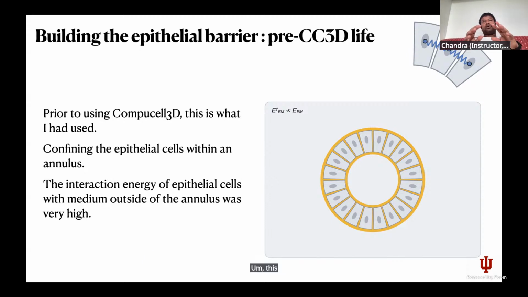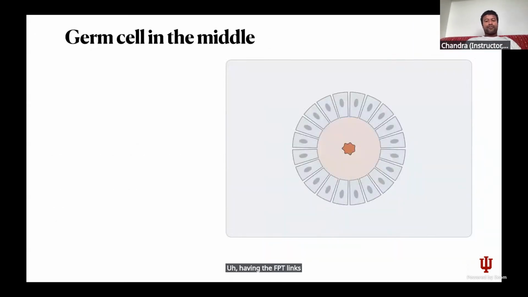To implement this exact thing in CompuCell3D would probably be much harder than simply doing what I did, by defining the lumen itself as one cell and having the FPP links.